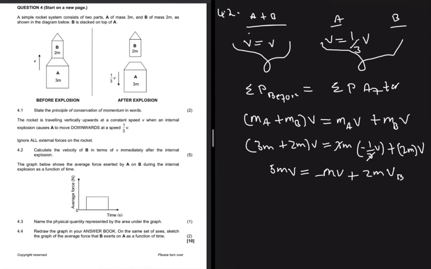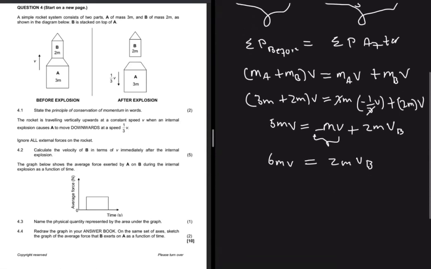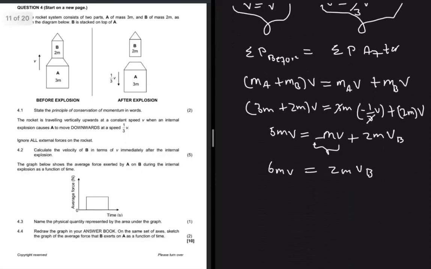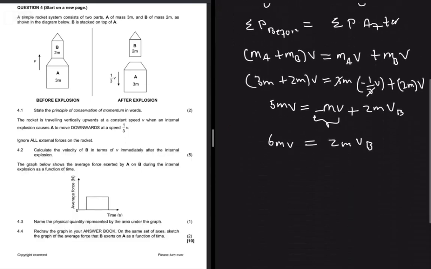So the next step is to take this term to the left hand side so that we can isolate v of B. When it goes to the other side, it's going to change its sign, obviously. So we're going to have 6mv equals 2m v of B. We divide both sides by 2m so that we can isolate v of B. Divide by 2m.